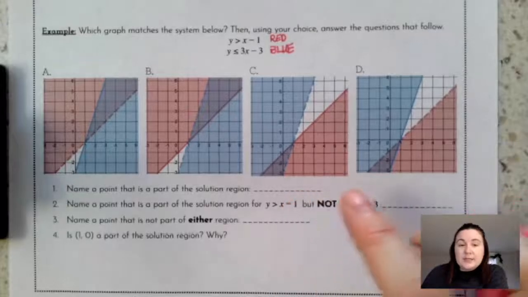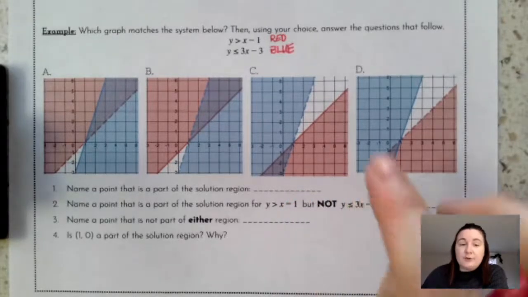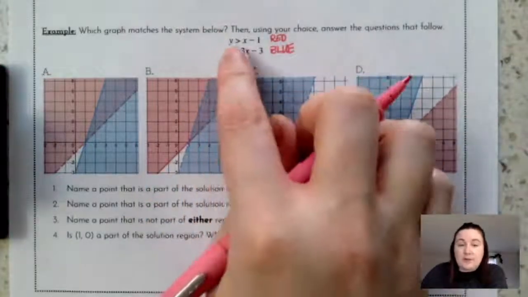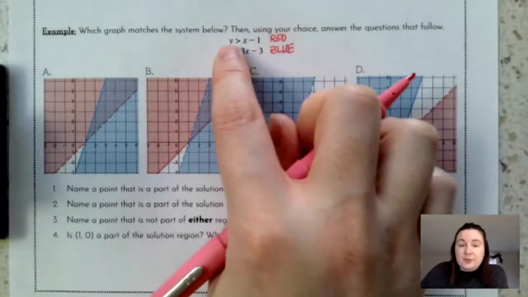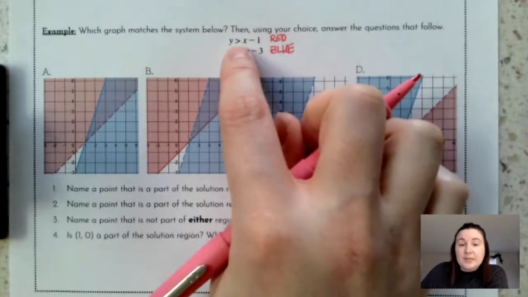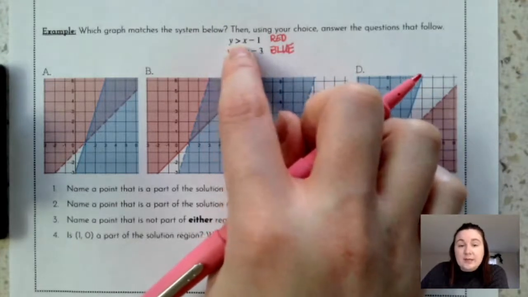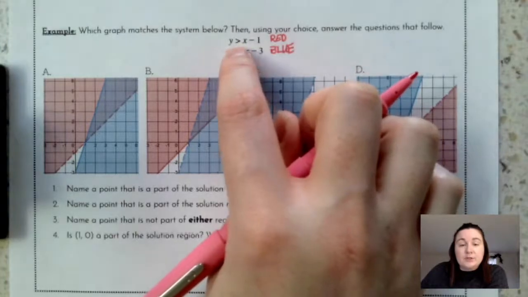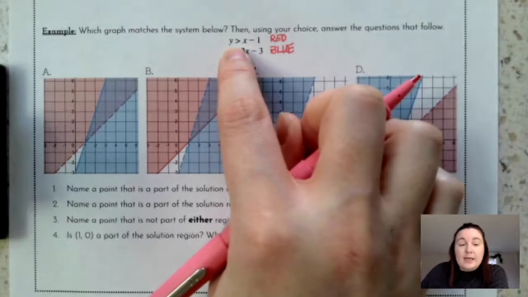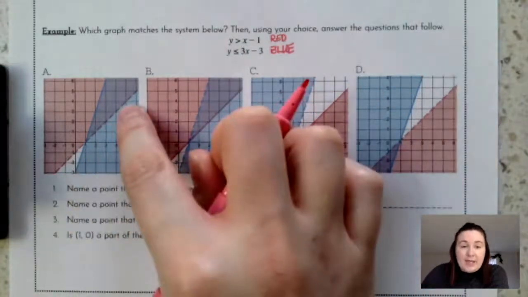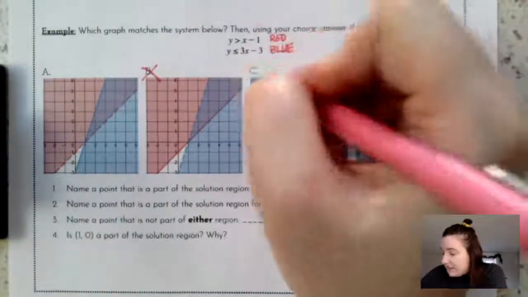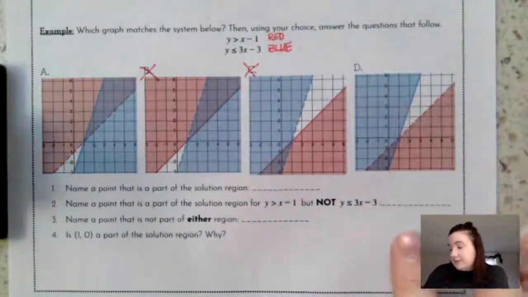The first thing I want to do is see which one is graphed correctly. I have to choose this before I can answer the questions that follow. So I'm going to check the red lines first. Is this supposed to be a dashed or solid line? Since there is not the line underneath the inequality symbol, it's just a greater than, this is going to be dashed. So I'm looking for a red line that's dashed. A works, B does not, C does not, and D does.